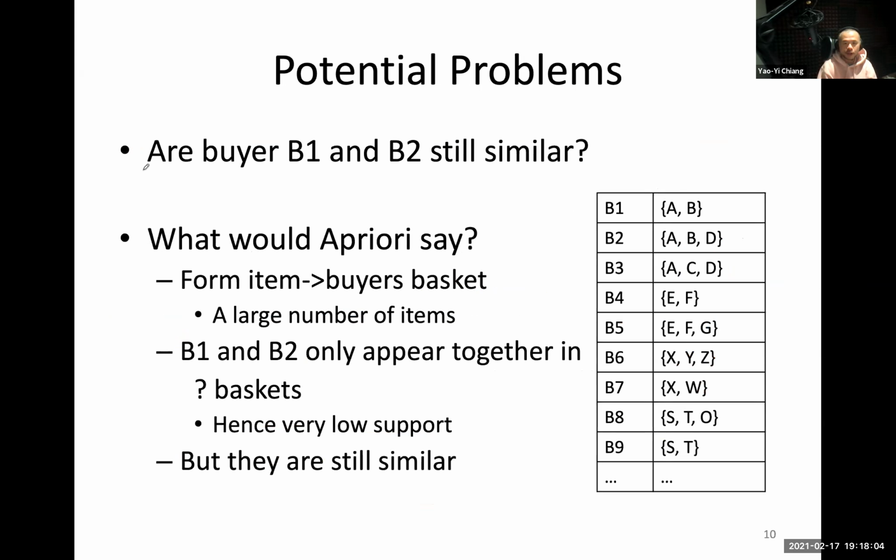So potential problems. Are buyers B1 and B2 still similar? Well, if you look at here, intuitively, they are pretty similar, right? Their Jaccard similarity is what? 2/3. Okay.